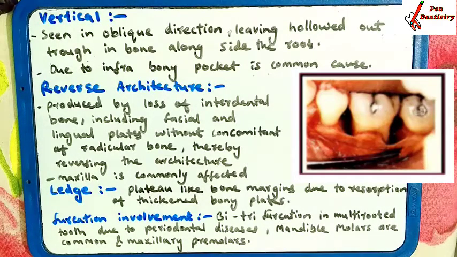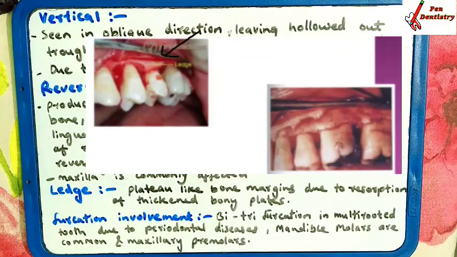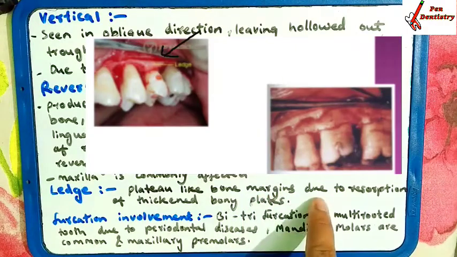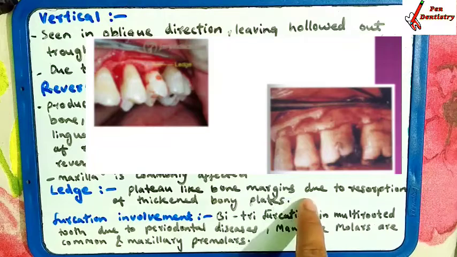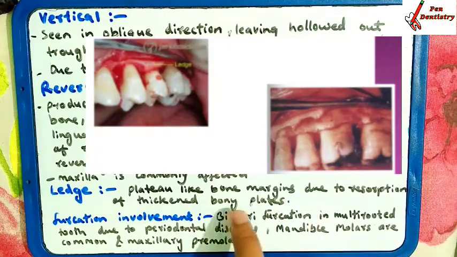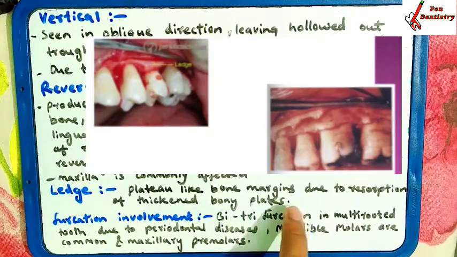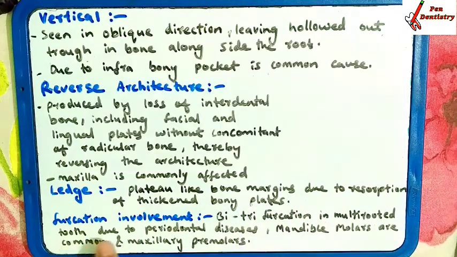The next one is ledge. Ledge is a plateau-like bone margin due to the resorption of thickened bony plates. When there is a resorption of thickened bony plates, at that time a plateau-like region will be seen, that is a ledge formation. Furcation involvement.